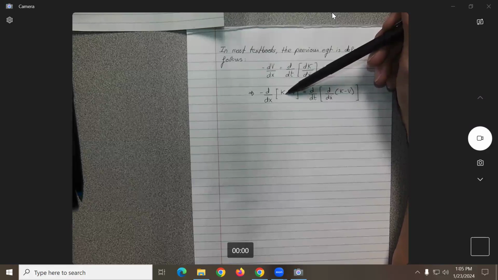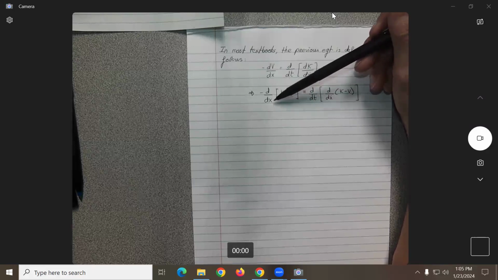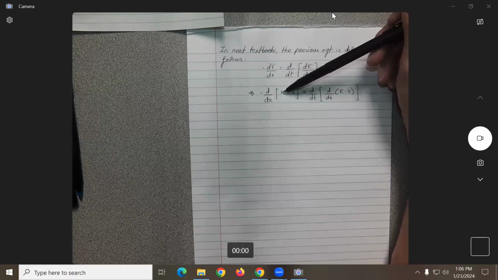Kinetic energy is what? 1/2 mv squared. So it's in function of v, not in function of x, no? So if you take the derivative in function of x, what are you going to get? 0, correct? So it doesn't matter if you add it to this term.